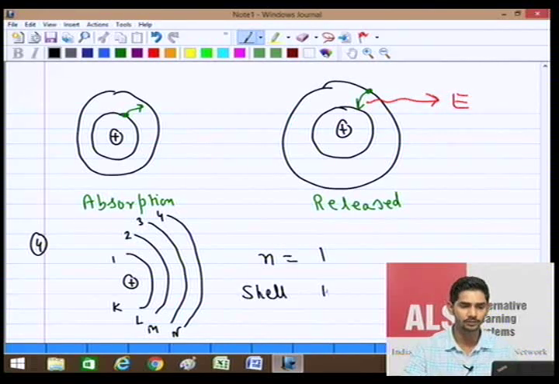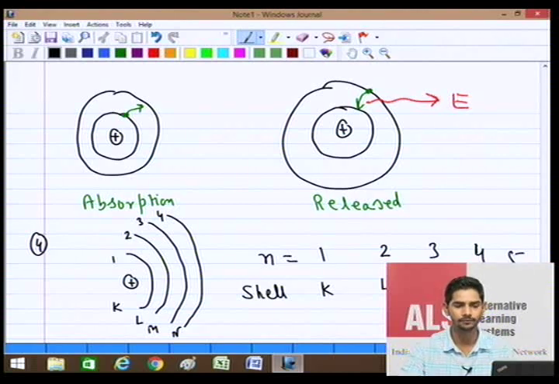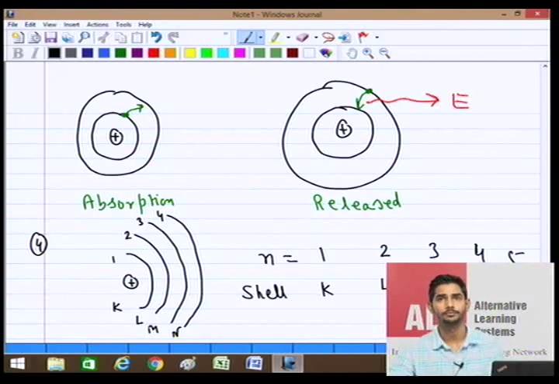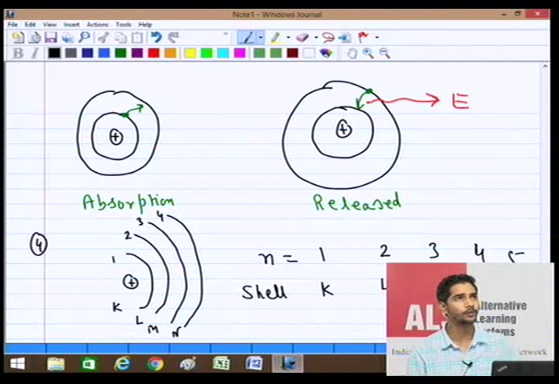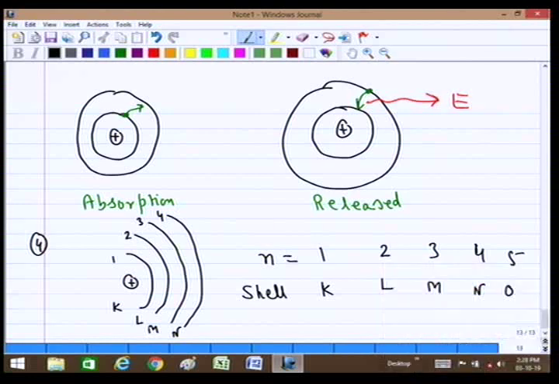Basically, when n equals 1, the designation for the shell will be K. For 2, it will be L. For 3, it will be M. For 4, it will be N. 5, O, and so on. These are simple alphabets: K, L, M, N, O, P, Q, R, S, T, U, V, W, X, Y, Z. Okay? Copy, please. Copied.